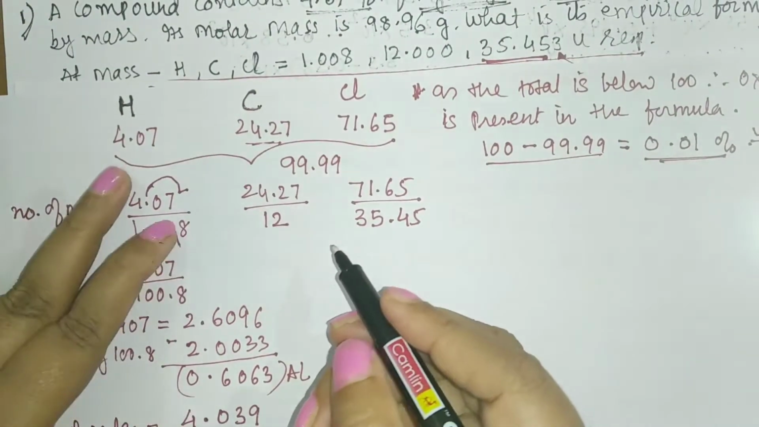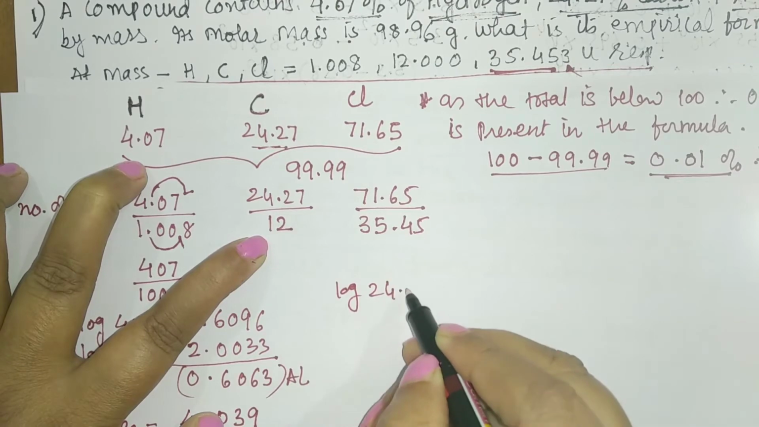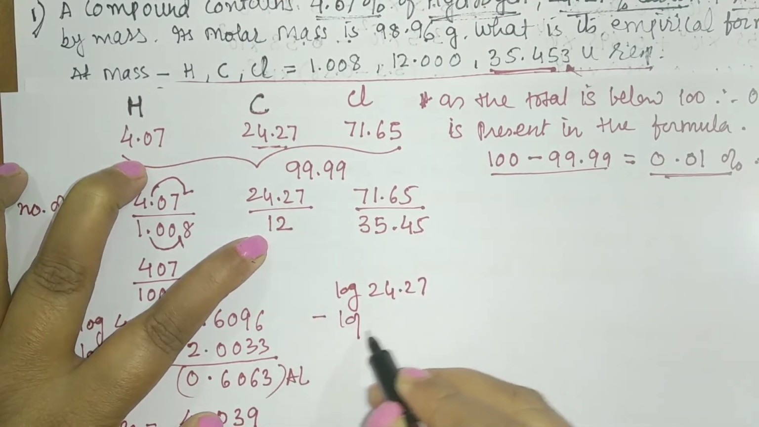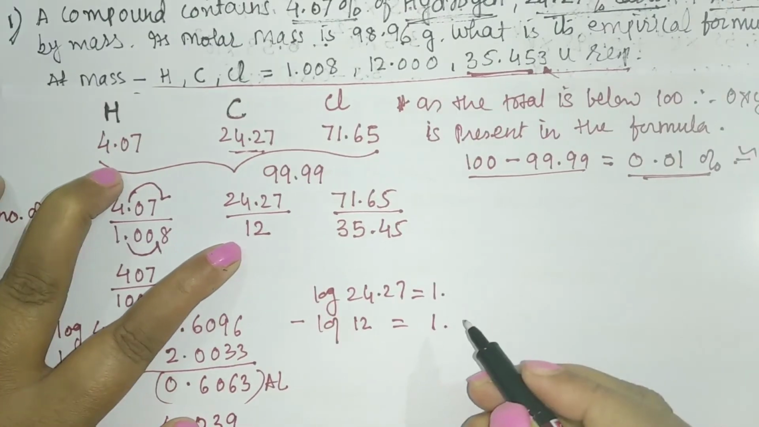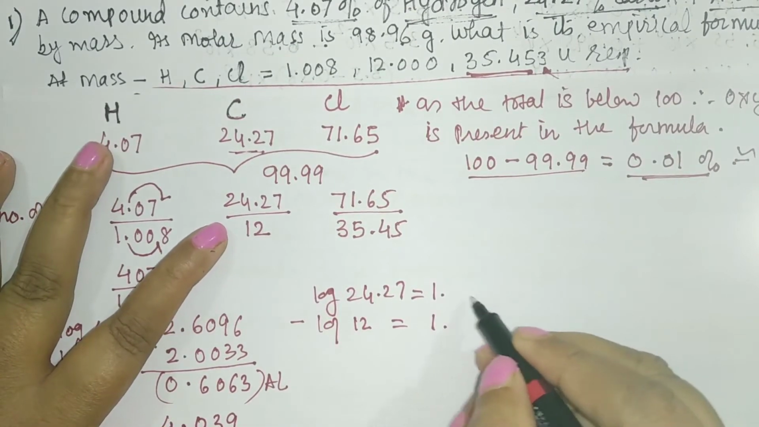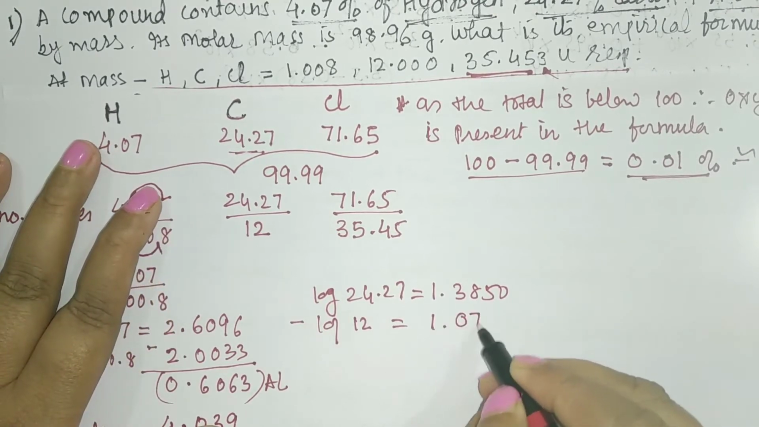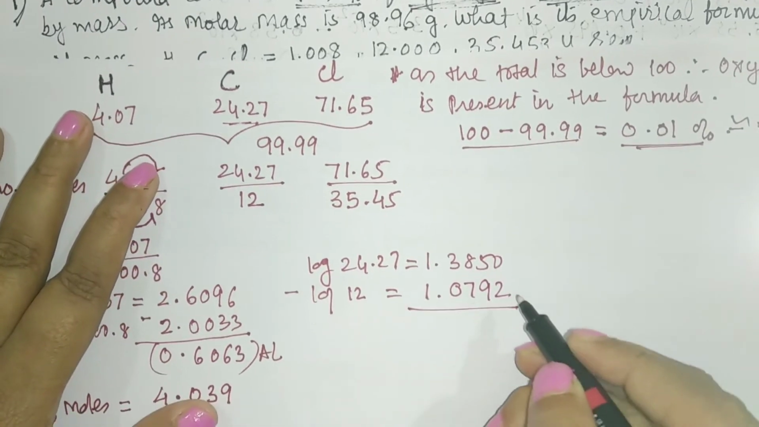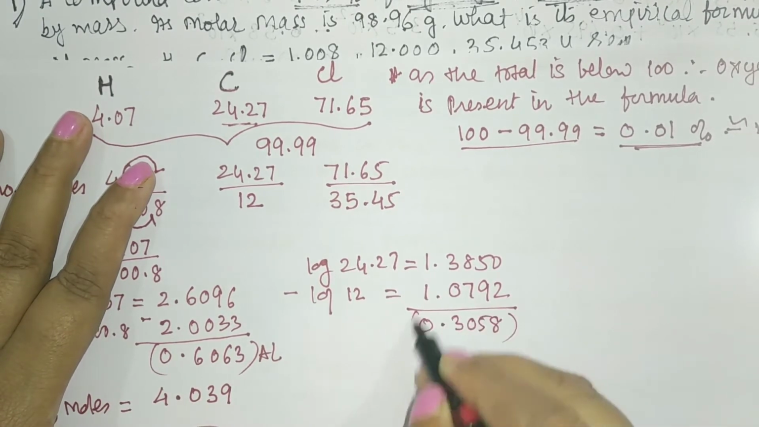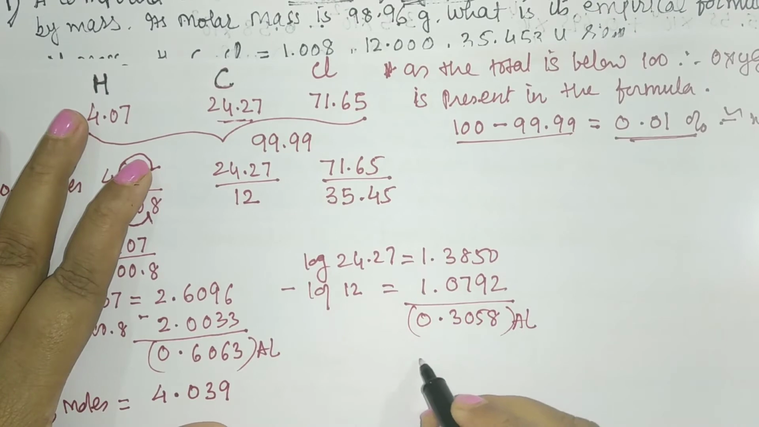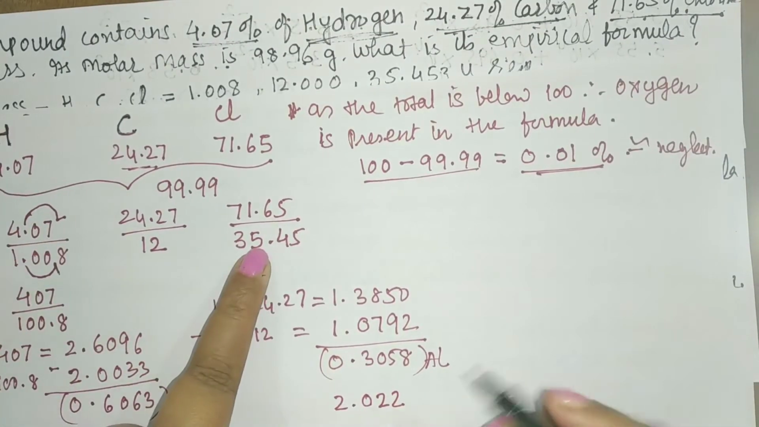Let us go for carbon now. Carbon, it will be log of 24.27 minus log of 12. So it will be, this log is 3850 and this log is 0792. If you see the difference here, this will come to 3058 and antilog is 2.022.